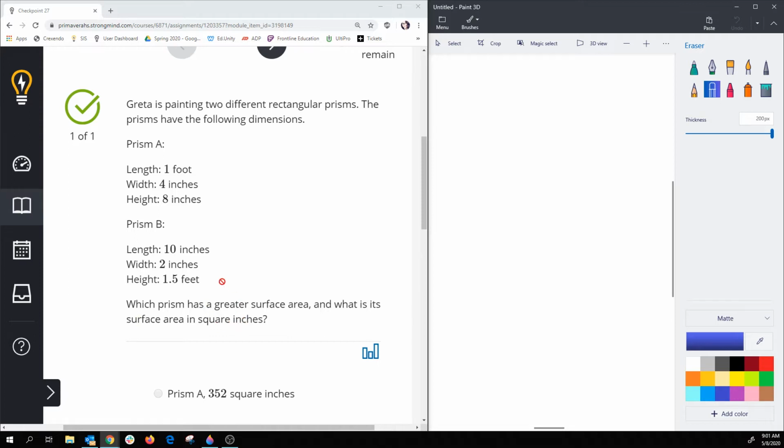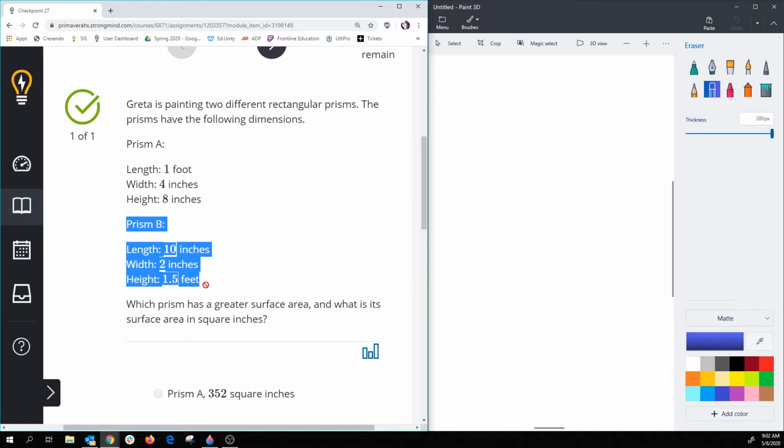Okay, and notice that we have two different units here. We have some in inches and some in feet. We need to make sure that we are using inches because that is what the question's asking. Now, right off the bat, when I look at both of these numbers, prism B has larger numbers than prism A, right? 1.5 feet is bigger than 1 foot. And if I were to add these two sides, 12 and 12, that means that 1.5 feet will make prism B bigger. So right off the bat, prism B is going to be my bigger prism.